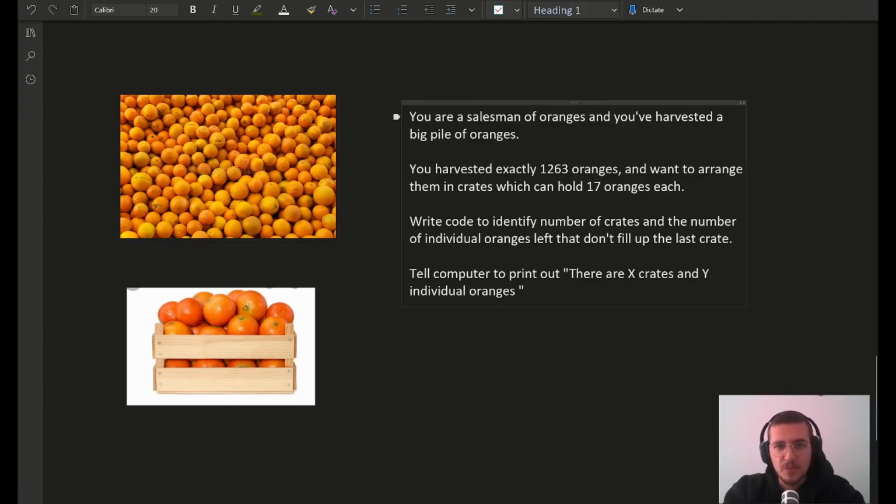So we are a salesman of oranges and we have harvested a big pile of oranges. We have exactly 1,263 oranges and we want to arrange them into crates which can hold up to 17 oranges each. The problem is to write code that identifies the number of crates and the number of individual oranges that don't fill up the last crate. And then the computer should print out there are X amount of crates and Y amount of individual oranges.